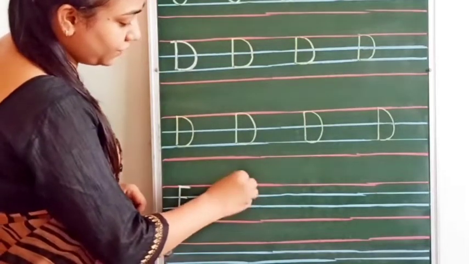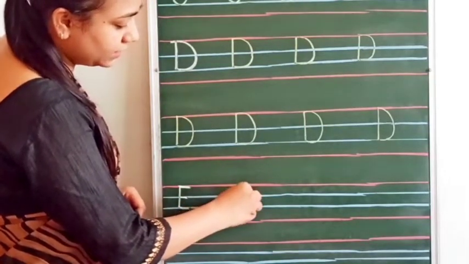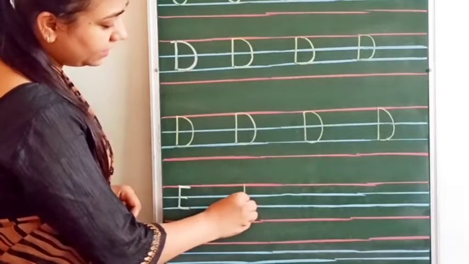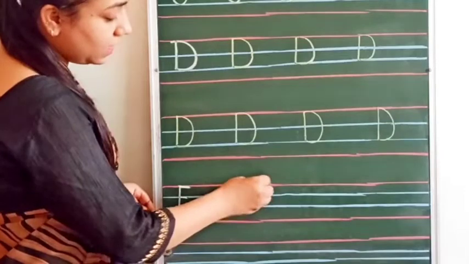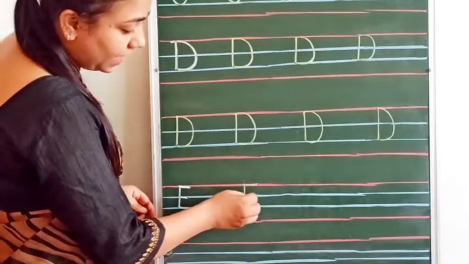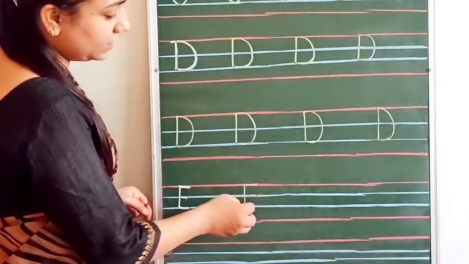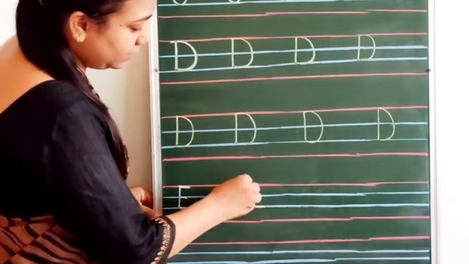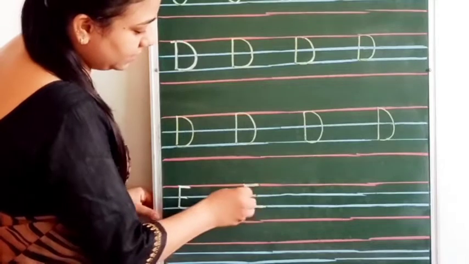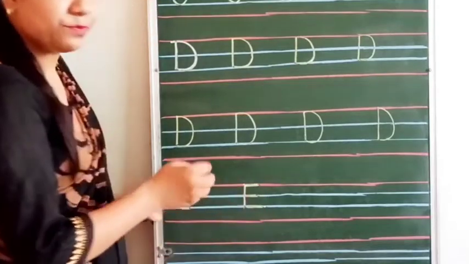Put a dot over here. Come down till the third line. Then go up. Make one sleeping line on the first line. Then make another sleeping line on the second line. And then make another sleeping line on the third line. This is letter E.